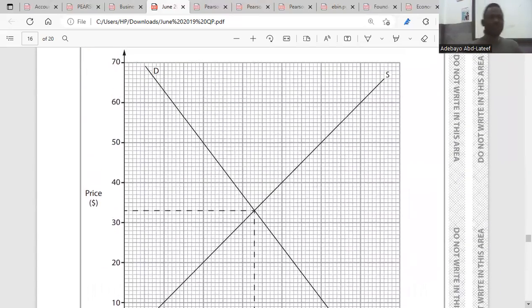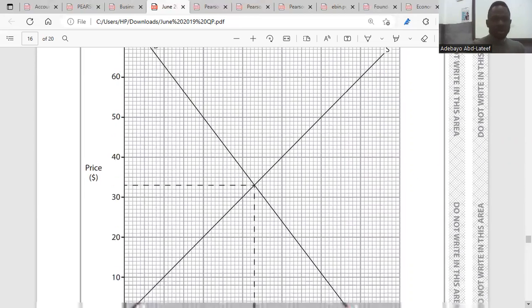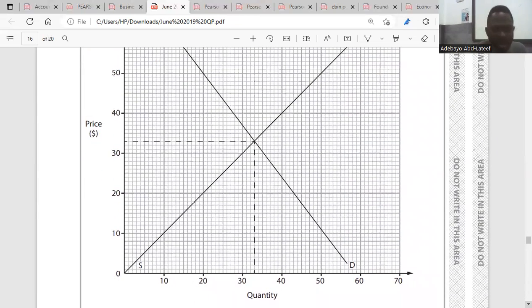Please note, let's go back to the graph. What is excess supply? Excess supply occurs when the price is set above the equilibrium price. What is equilibrium price? Equilibrium price is the price of agreement between the quantity demanded and the quantity supplied. So we have the equilibrium price here to be around 30. Counting from 30 to 40, the equilibrium price is at 33.